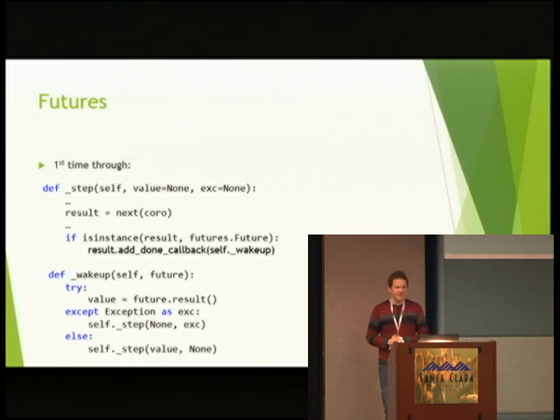So the first time we call step, we'll see if it's a future, which it has to be basically. There's more code here that I've elided. And we'll add the done callback. And the wake up function will see what's going on if we got an exception from the future because something off in the thread pool errored out, or if we got a value from the future because something completed successfully. We'll go into step, and that will then re-raise either the exception or it'll give us the value back.